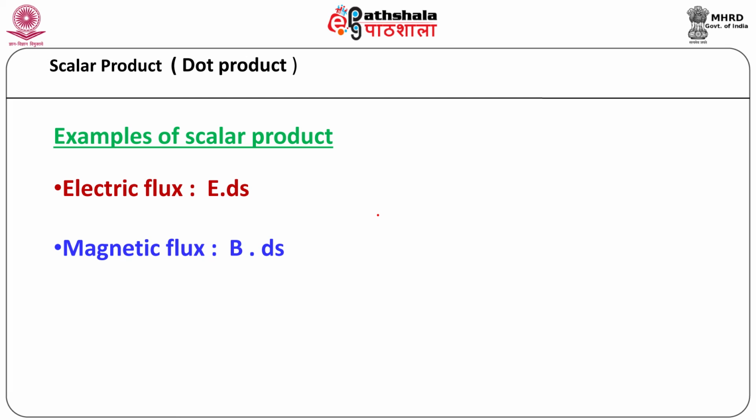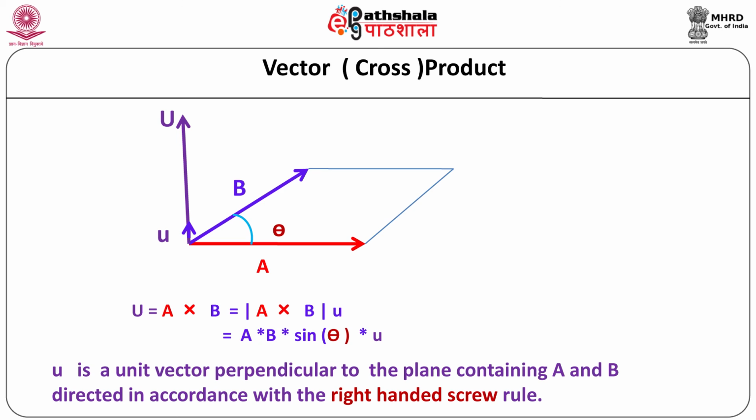Examples of scalar product are electric flux and magnetic flux, which are given by E dot ds and B dot ds respectively. If the physical quantity resulting out of interaction of two vectors is a vector quantity, then the product is called a vector product and is represented by putting a cross in between the two vectors. It is also known as a cross product.